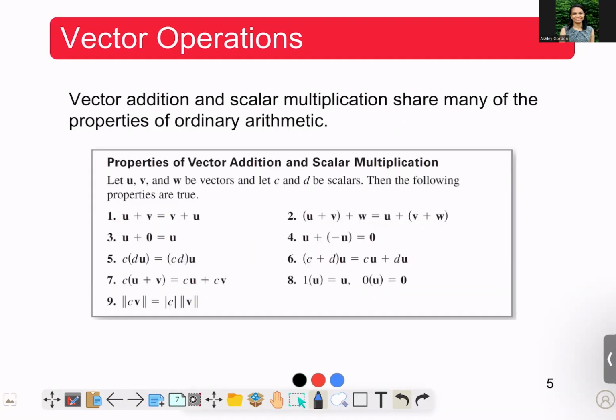In the book and the slides, you've got a list of more properties of vector addition and scalar multiplication, and they are associative and commutative. You add the opposite, you get 0. So a lot of the same properties that we're already used to, vector operations would have those also.